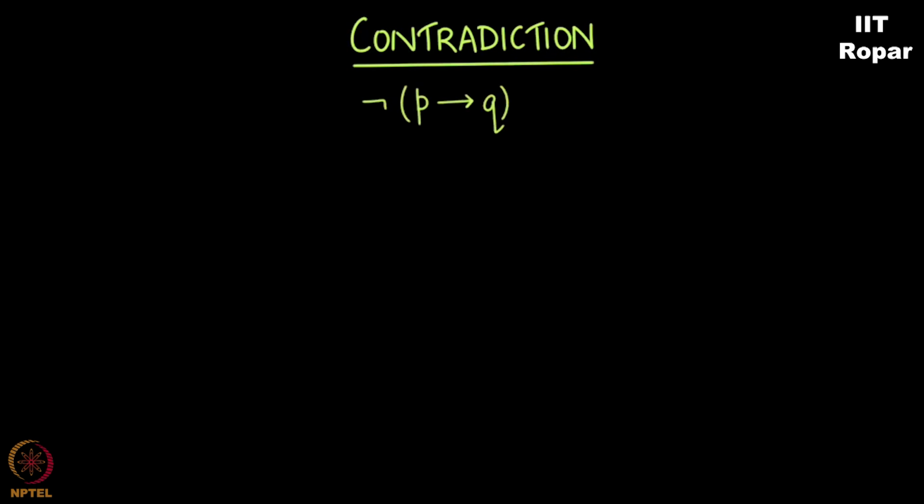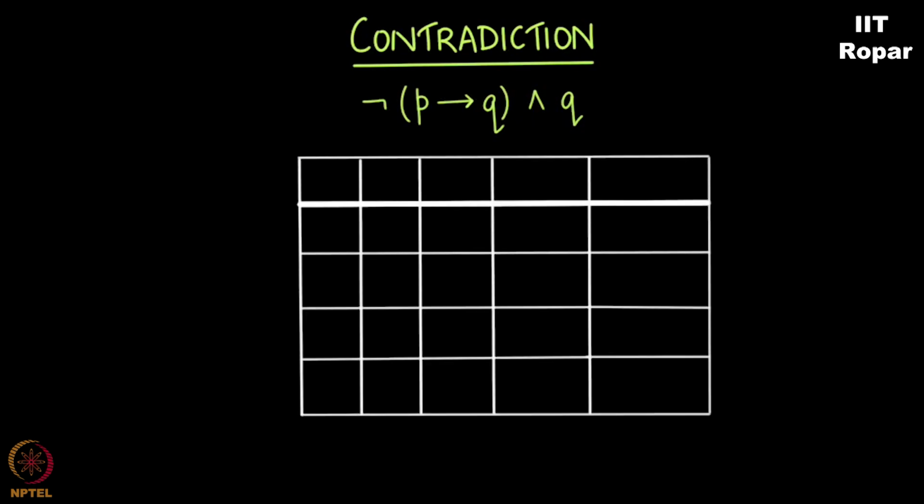And now let us look at an example of a contradiction. Consider this complicated expression, not of (P implies Q) and Q. My question is, if you write the truth table, how will the truth table of this look like? Can you guess without writing the truth table? Okay, so let's write the truth table right now, and then let me give you a tip on how to do this even without writing a truth table.